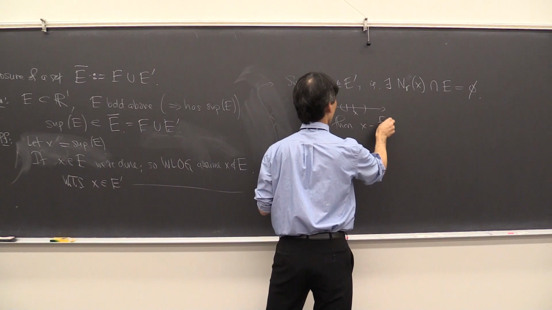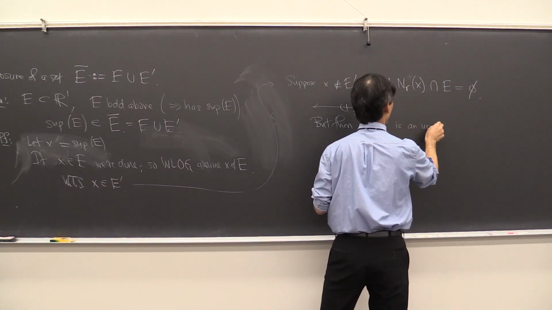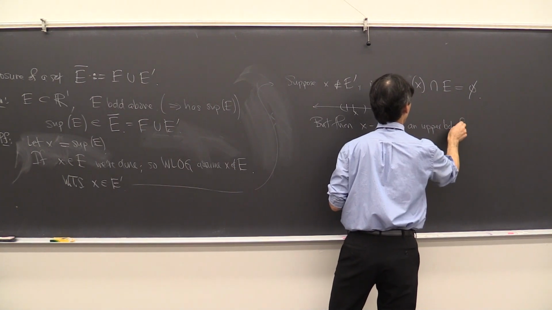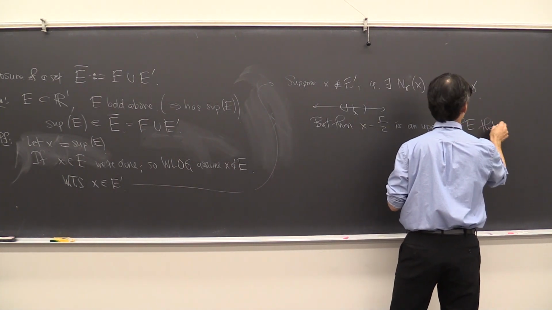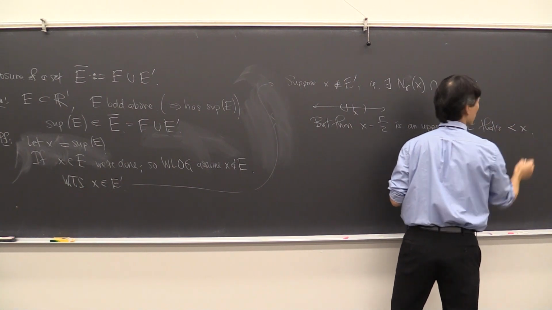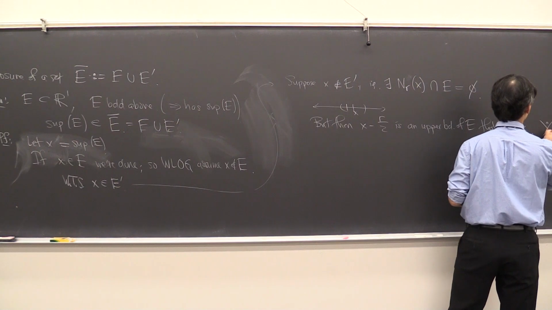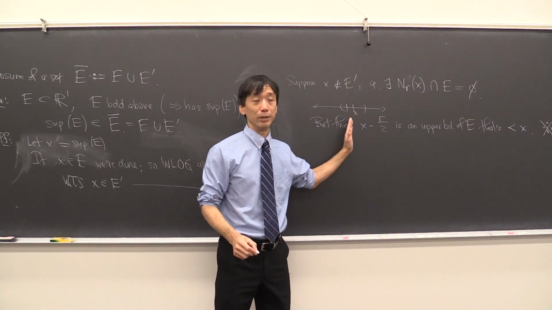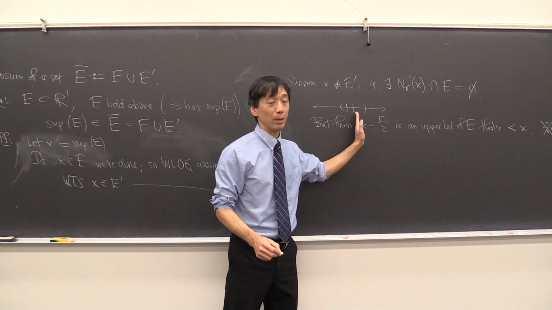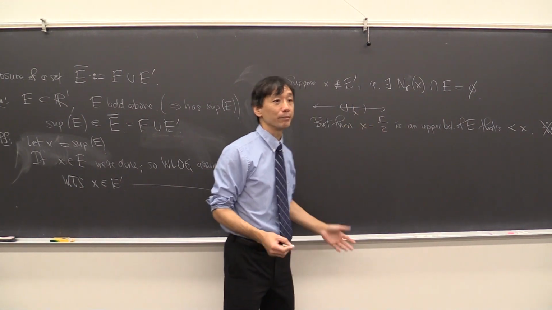So X minus r over 2 is an upper bound of E that is smaller than X. And that's a contradiction, because that's not possible. X was supposed to be the least upper bound of E, but we found an upper bound that's smaller than X.